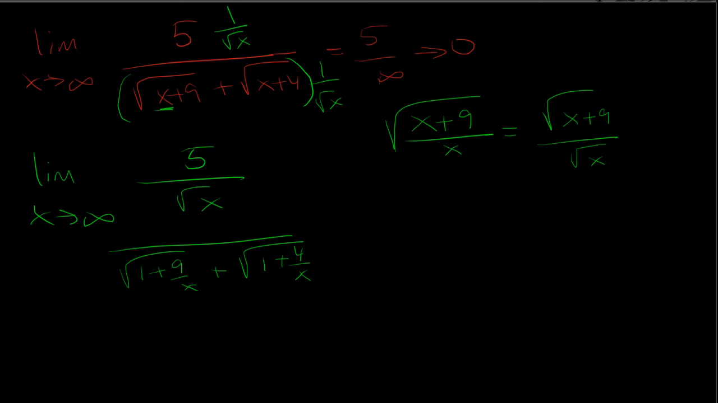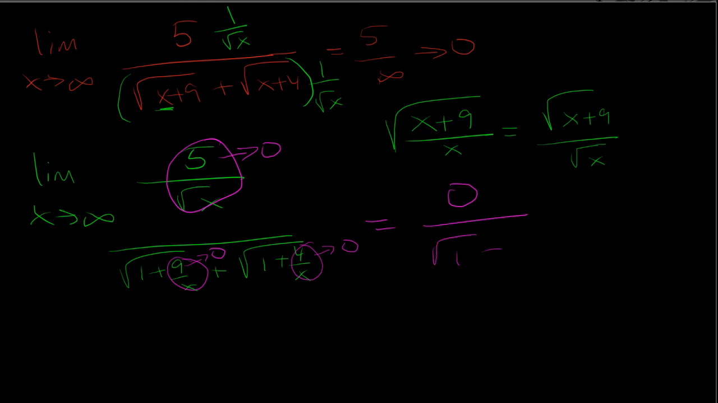Now as x approaches infinity, 5 over the square root of x will go to 0, 9 over x will also go to 0, and 4 over x will go to 0. So you're really left with 0 over the square root of 1 plus the square root of 1, and that's just 0. Okay, let's try another one.